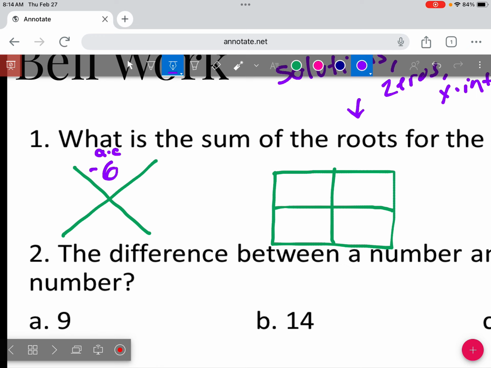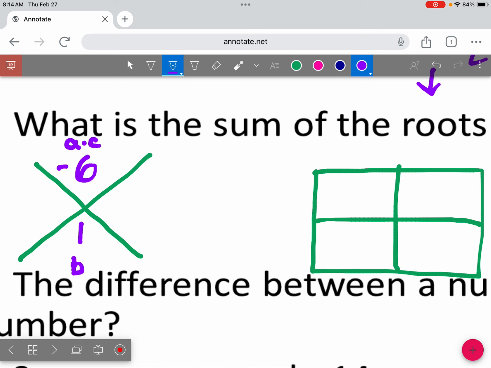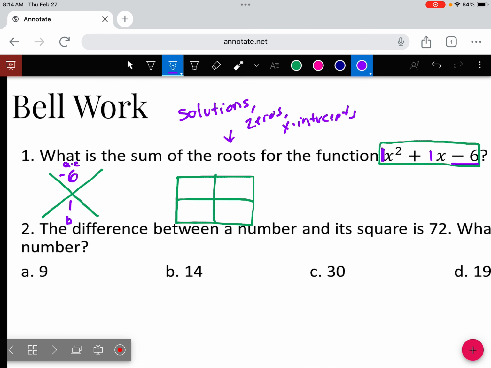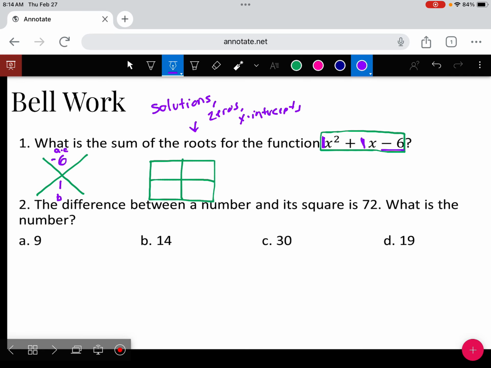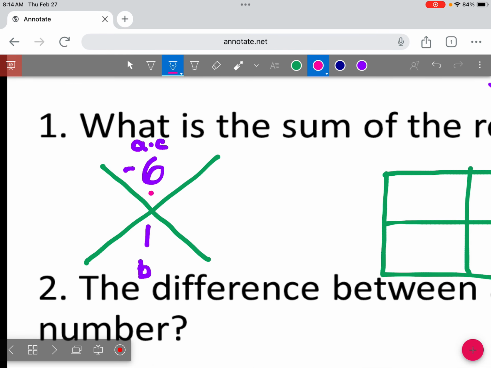And what goes on the bottom? Down here, the b. B's on the bottom. Okay, we'll start with b. That's how I remember that. So our b, which is the number in front of our x, which is just a 1. So what is a pair of numbers that multiplies to make negative 6 and adds to make 1? Because that's how we do this. Multiplies to be the top, adds to be the bottom.